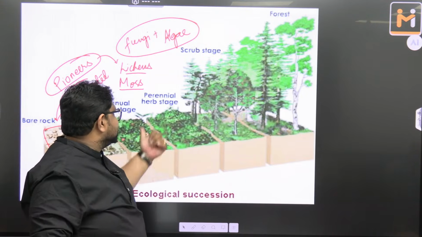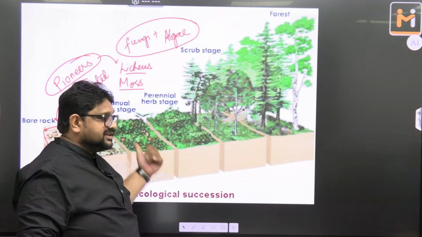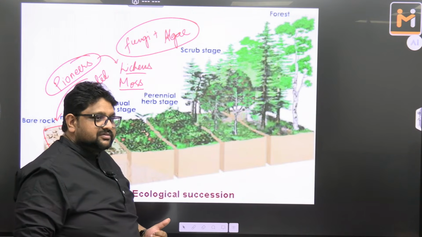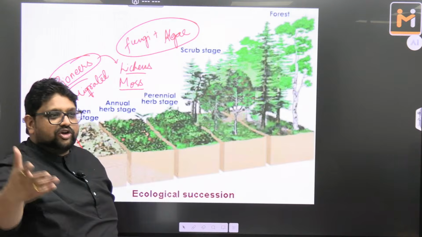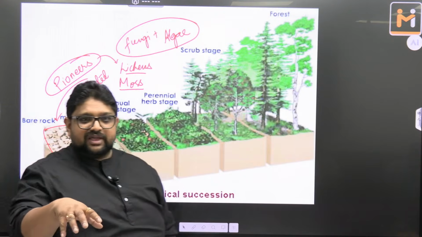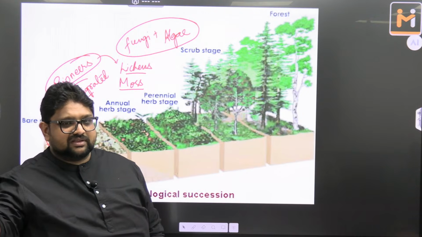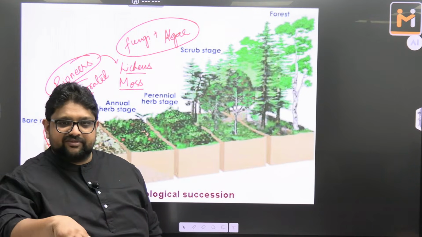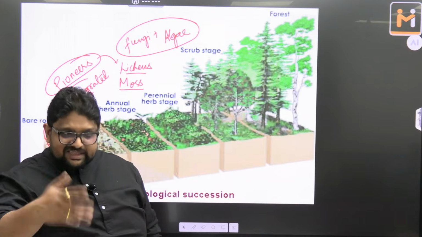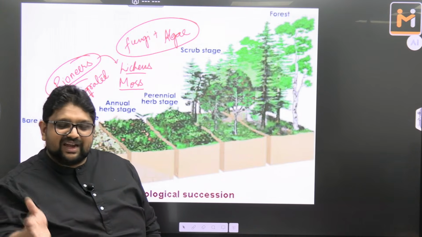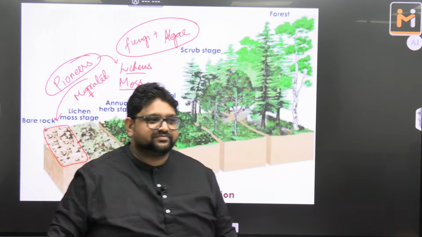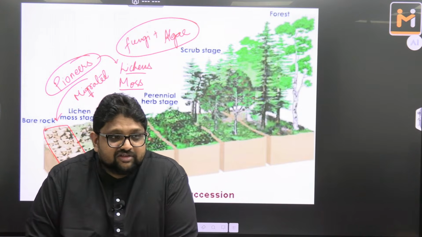These will be succeeded by annual herbs, which will be succeeded by perennial herbs. There are some more dominating plants. They will come. Now the environment is suitable for the higher plants. They will come, replace and succeed the previous ones, and establish. Again they will bring about changes, and this keeps on happening. This process is called ecological succession.